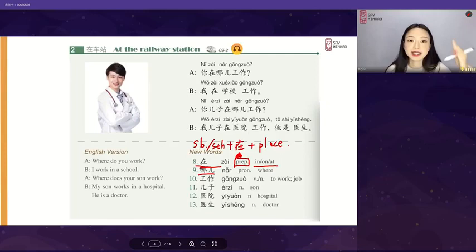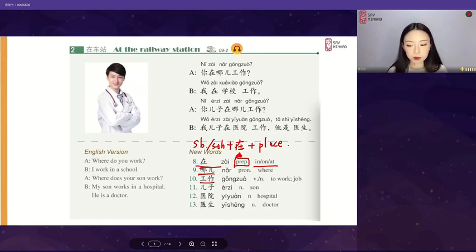And next one is 哪儿, we just talked about it before, it means where. 哪儿, read after me, please. 哪儿, it means where. Okay, so if you want to ask where someone is, then you can say 谁在哪儿?谁在哪儿?